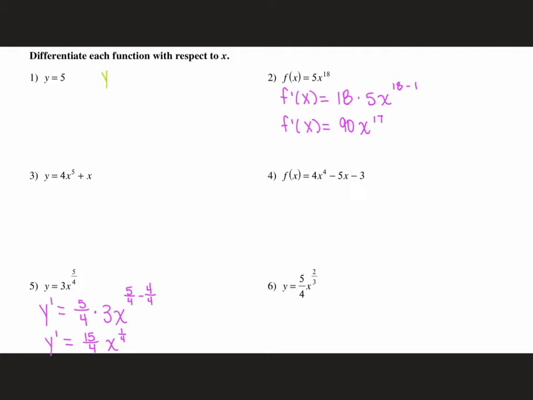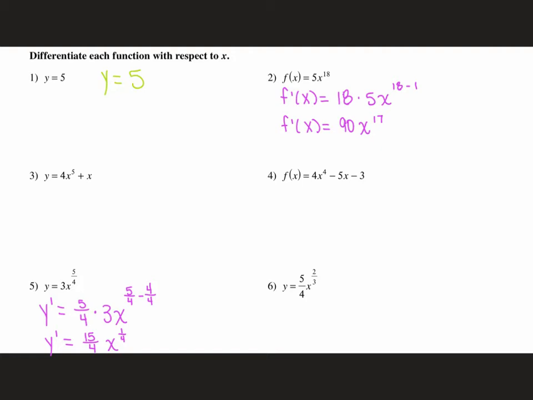So I'm just going to write this bigger so we can see it. We have y equals 5 as our function here. It's just a horizontal line. Now you can think about derivatives as the slope of the tangent line, okay? The slope of a tangent line, or the slope of a horizontal line, is 0. So I'm expecting this to become 0.